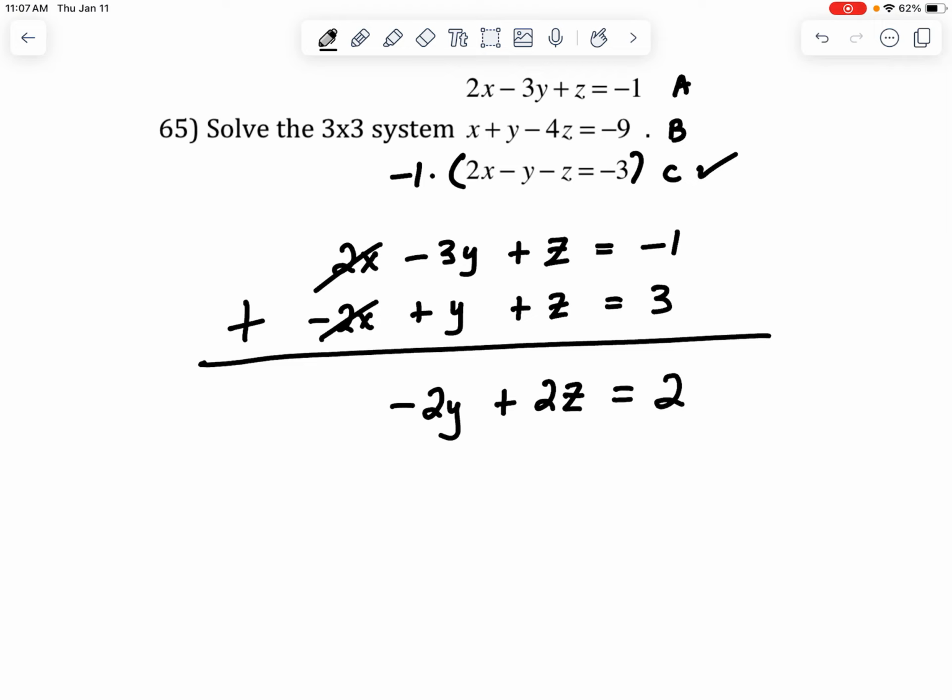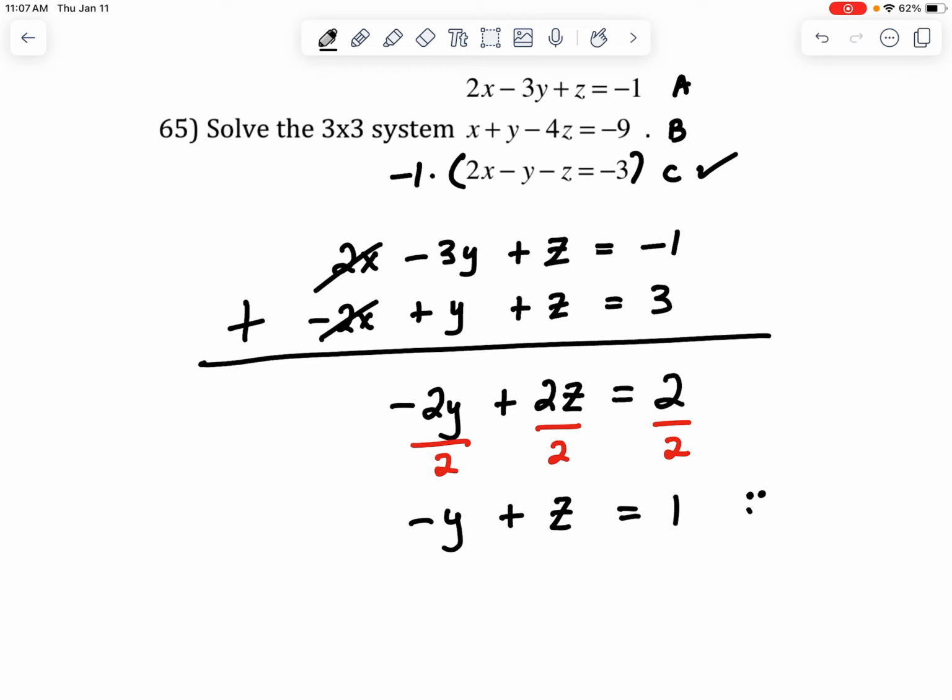Oh, I just noticed that all of those numbers are 2's, and so I could actually simplify my life if I divide everything by a 2. That'll just save me a little bit of work in the future. So this will just be minus y plus z is equal to 1.